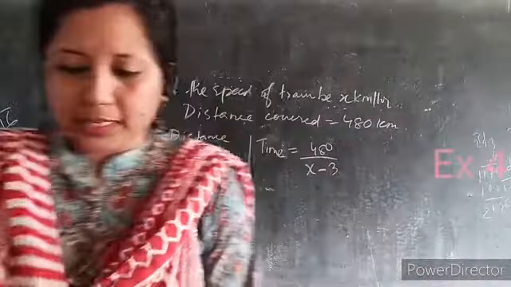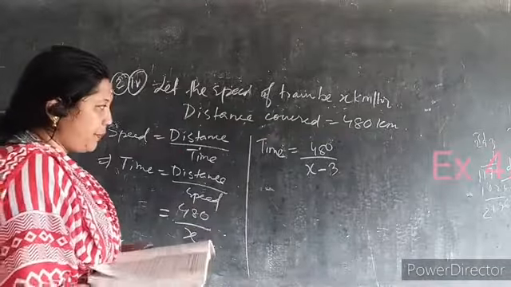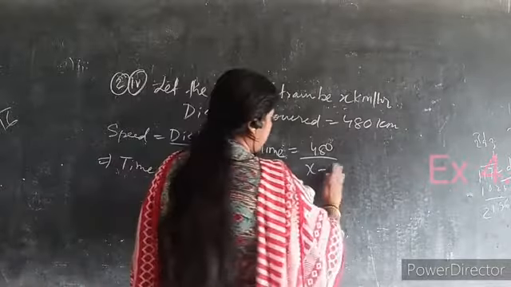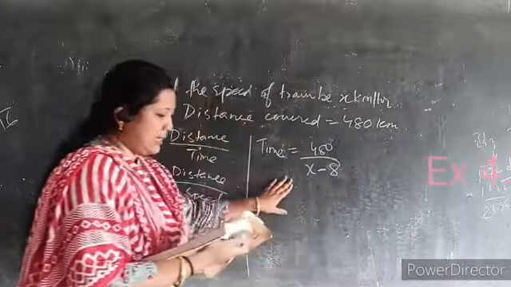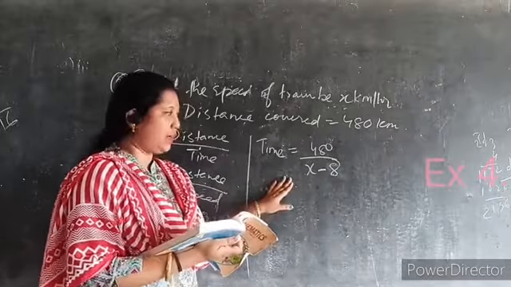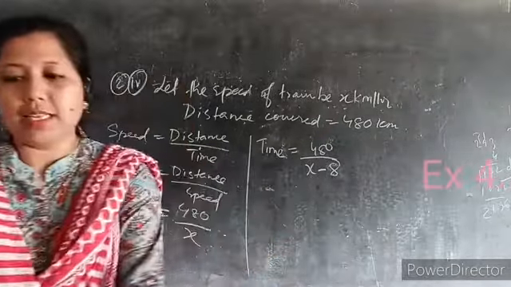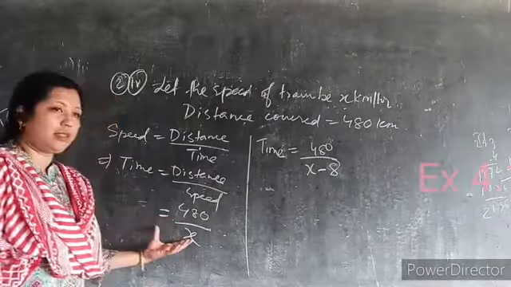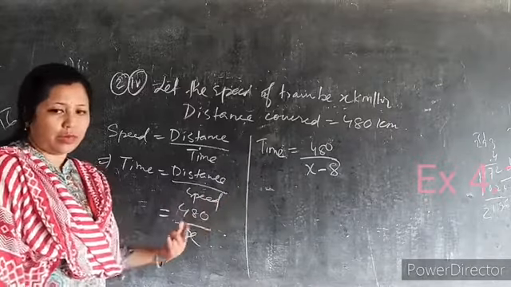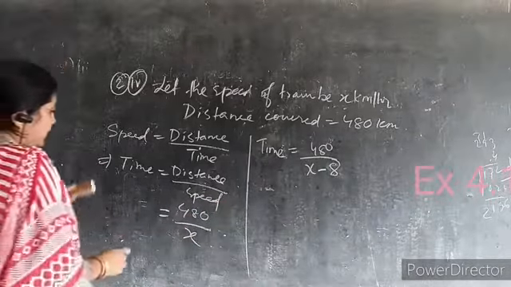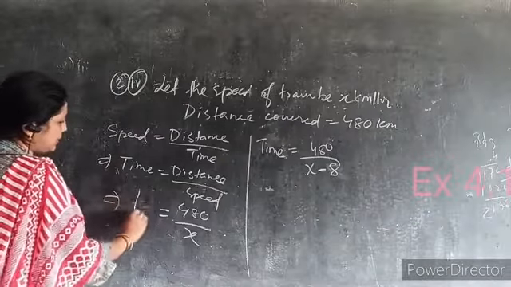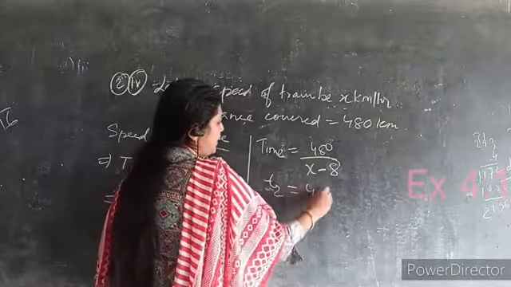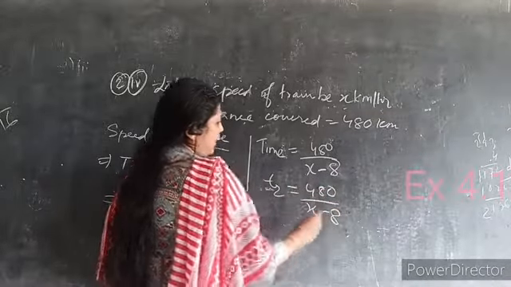So what is given in this question is, if the speed had been 8 kilometers less, it would take 3 hours more to cover the same distance. Okay, that means 3 hours more means what? According to this time, it will take 3 hours more. Now see here, let me consider this time as T1. In my second case, I am taking that time to be T2.